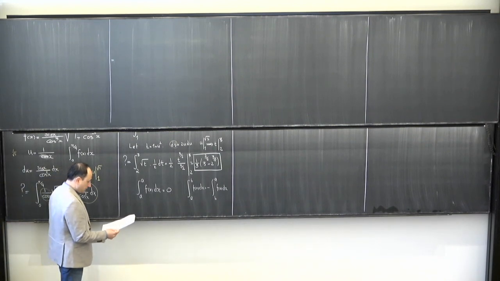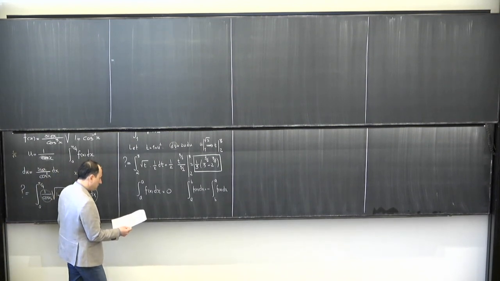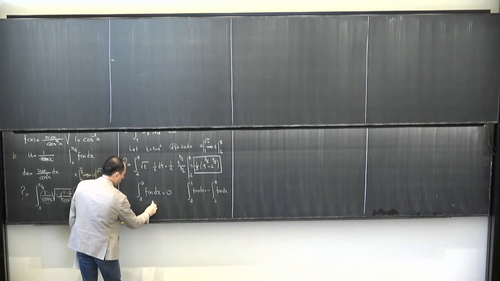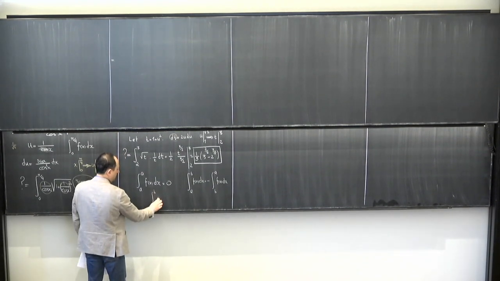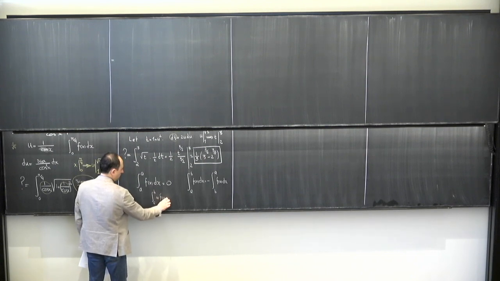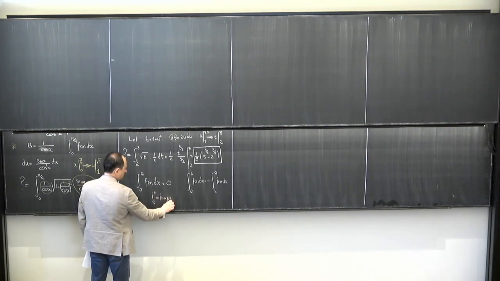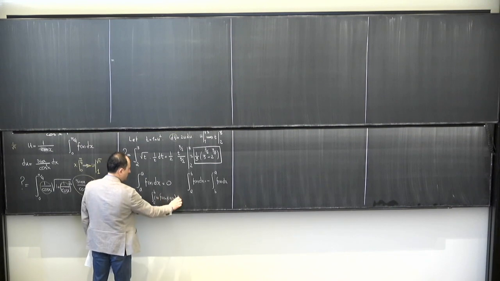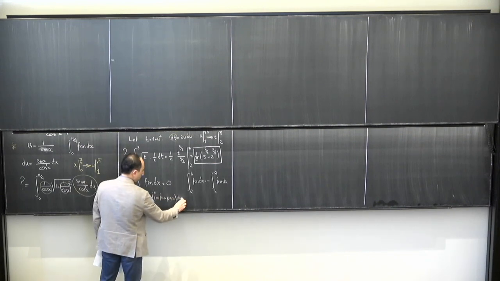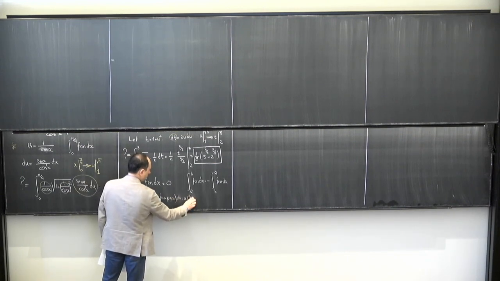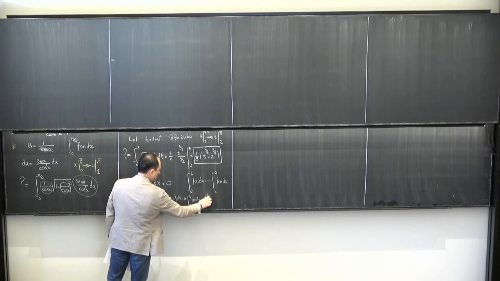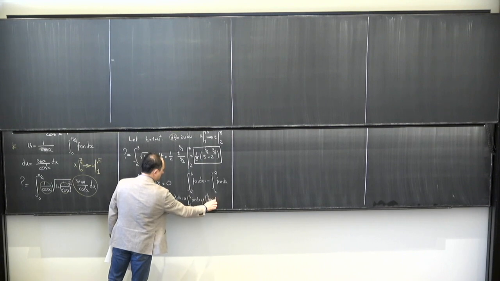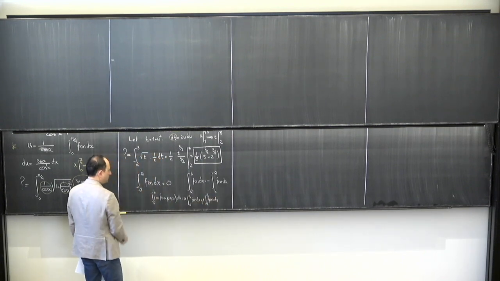The third one is probably more familiar for you. If you have an integral from a to b, and then I have alpha times a function f of x plus beta times a function g of x, and then I want to integrate this, what can I do? I can write it as alpha integral from a to b f of x dx plus beta integral from a to b g of x dx. So this means that this operation is linear.